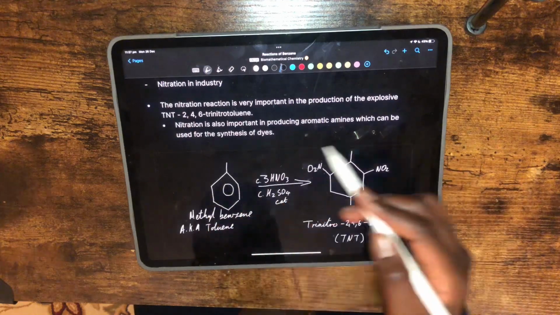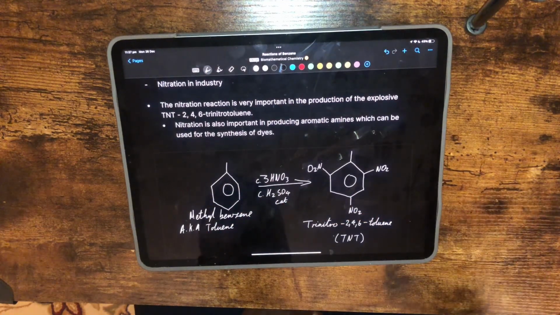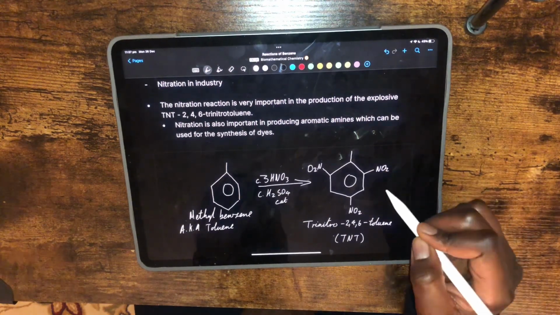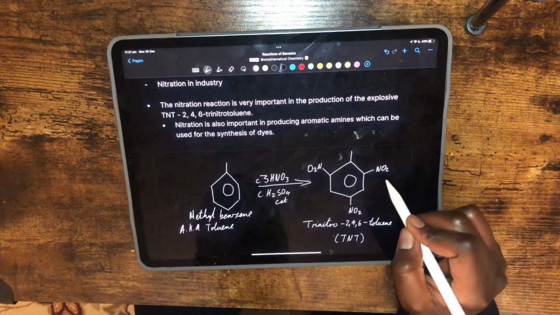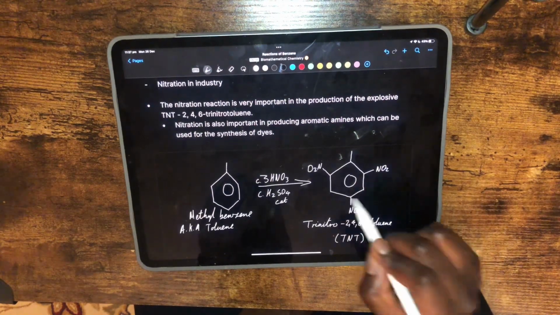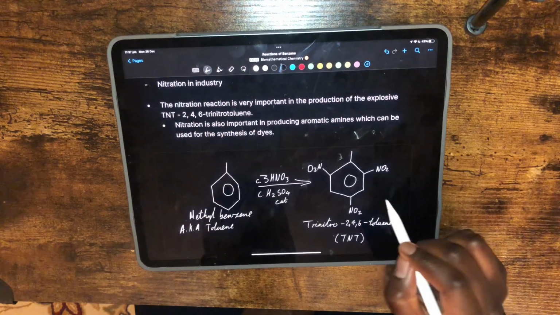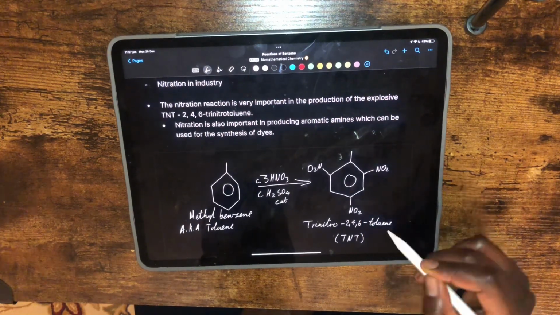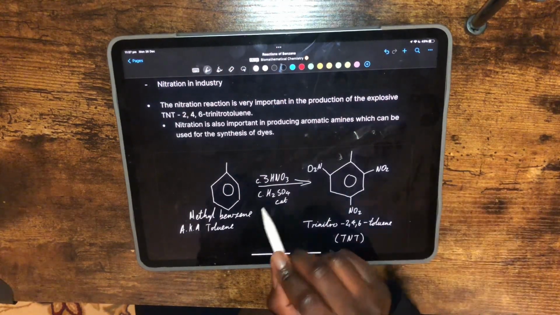That's the reason it's called 2,4,6-trinitrotoluene. That's what TNT stands for. It's called 2,4,6 because there's a nitro group, or NO2, bonded to the second, fourth, and sixth carbon on benzene. The first one obviously is the methyl, but as we call it, toluene is just methylbenzene anyway. But yeah, this is the reaction.